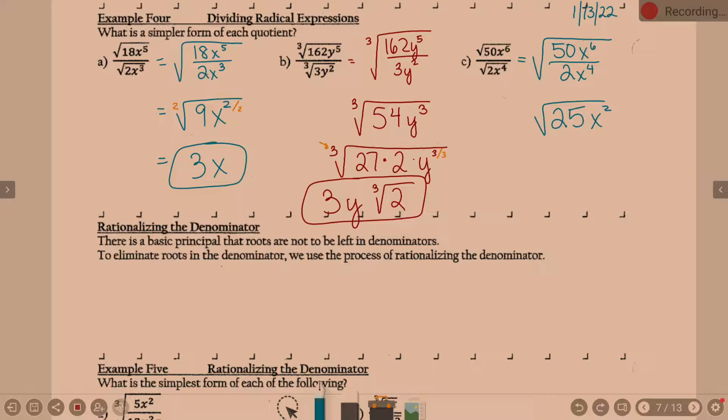Can I go farther? Yeah. Do I know the square root of 25? It's 5, so that's going to be outside my radical. Can I do the square root of x to the 2nd? Yeah, because this is a square root. 2 divided by 2 makes it x to the 1st. So 5x. And again, no absolute value. It doesn't say it here, but most of your homework is going to say assume all variables are positive.